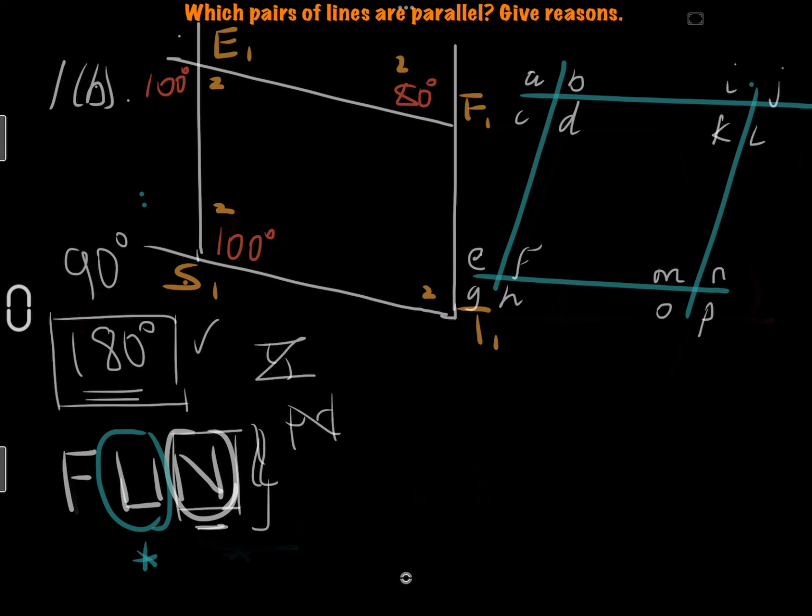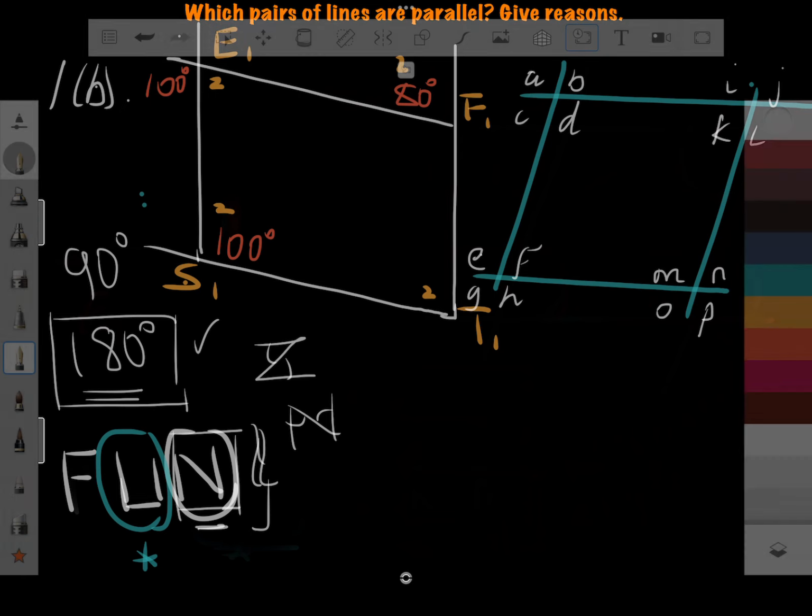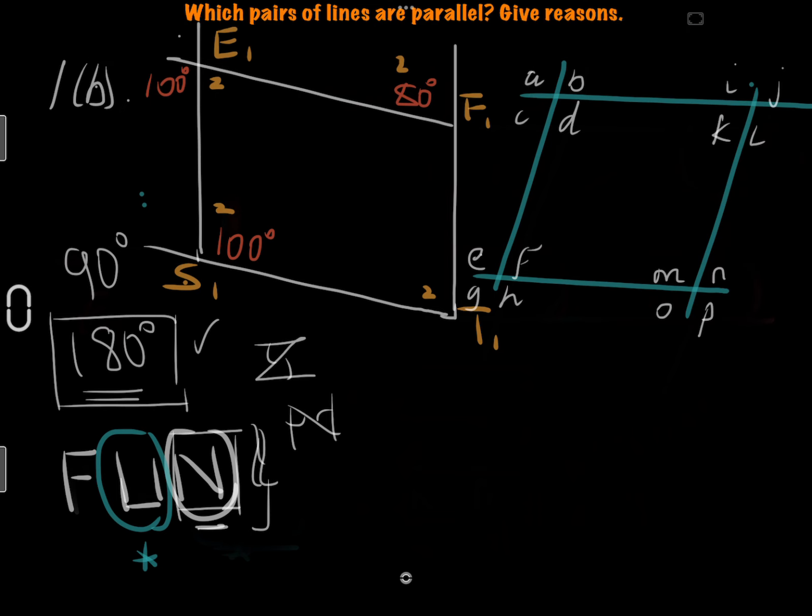The second example will require us to look at co-interior angles. When you talk about co-interior angles, there are a couple of things that I like to highlight here. For instance, when you look at this angle here, we're given 100, so we have a 100-degree angle plus angle E2, this angle here.